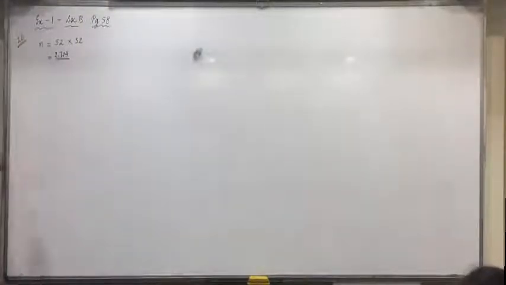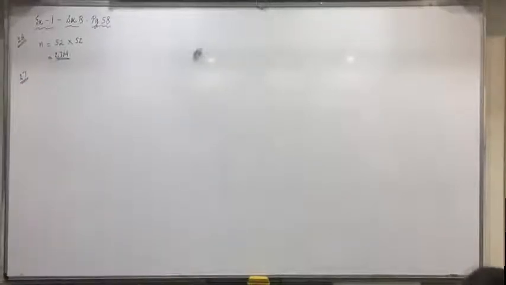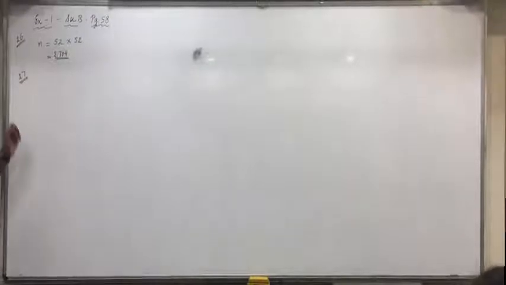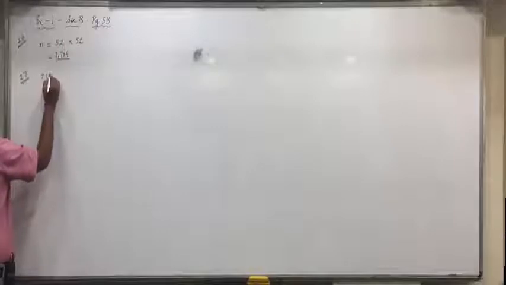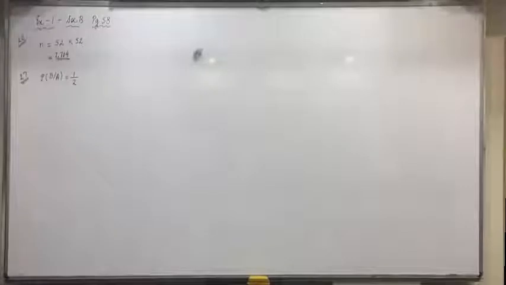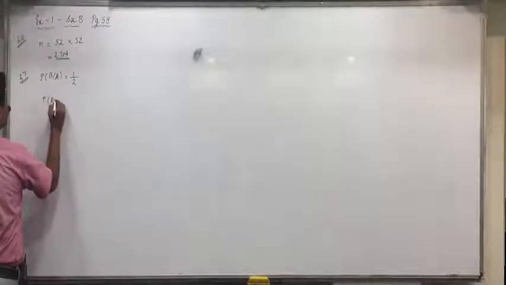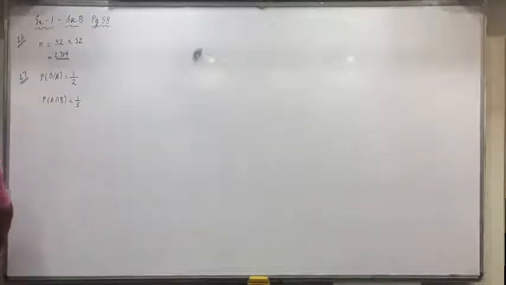Then question 27. For two independent events, independent events means P(A intersection B) equals P(A) into P(B). Now P(B given A) is equal to 1 by 2 and P(A intersection B) is equal to 1 by 5. What we are asked is to find P(A).